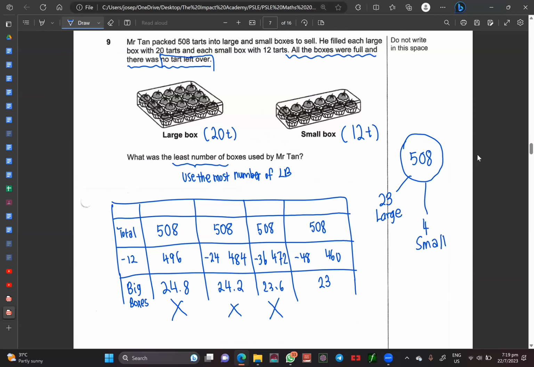But teacher Joseph, how do you get 4 small? Now we remember just now the minus 48 that I've done over here. This minus 48 is basically 48 small parts. So you can simply do 48 divided by 12 and you get 4 small boxes. Therefore, the least total number of boxes that Mr. Tan will use is 27.